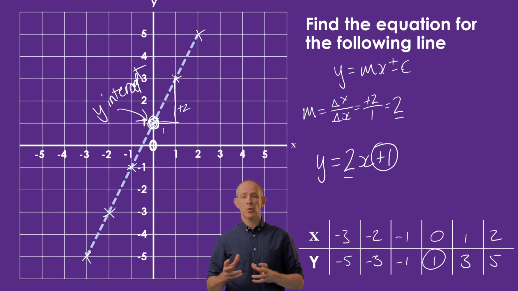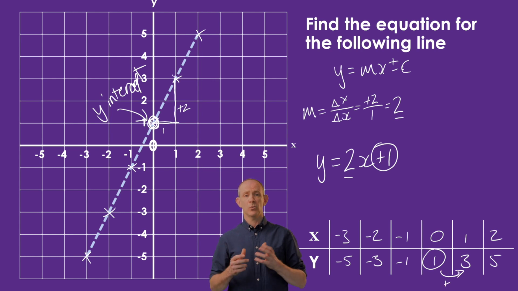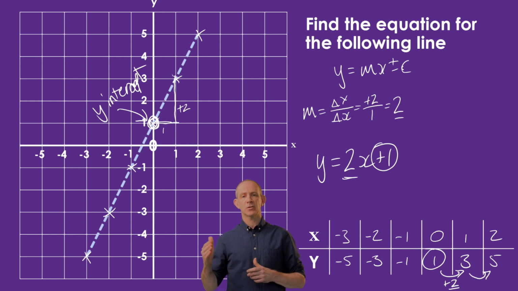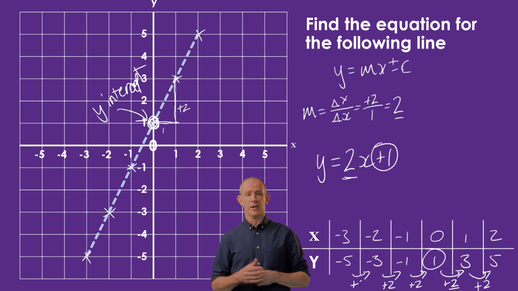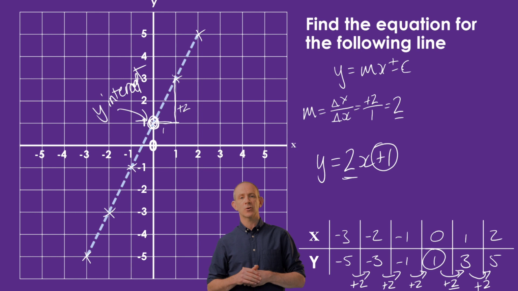Now, does it match our y-intercept? Well, yes, because when our value of x is 0, y equals positive 1. They match. Does it go up by 2? Yes, it does. That's our coefficient for x, and in fact, our gradient or m value. So we know we've got the right equation for this line.